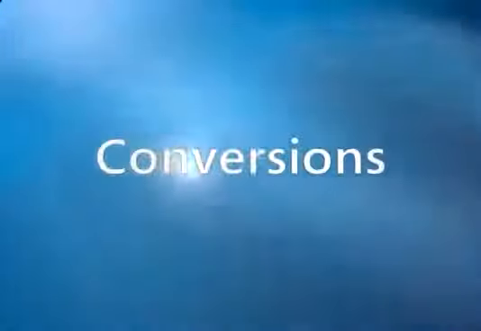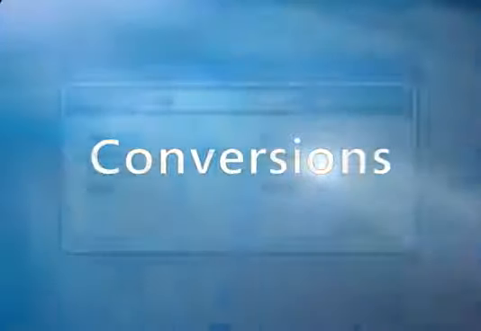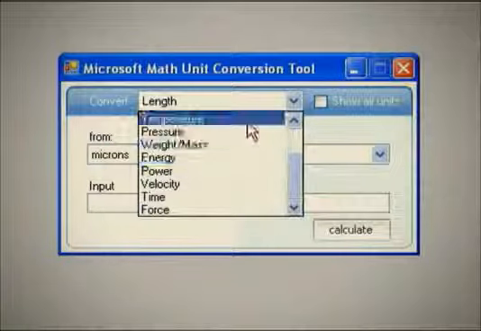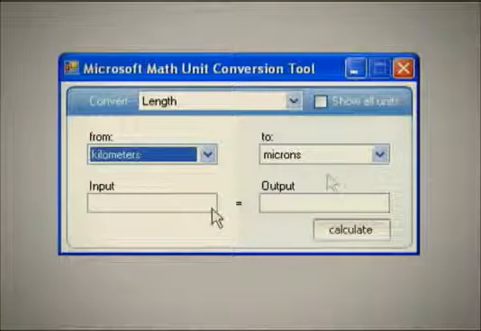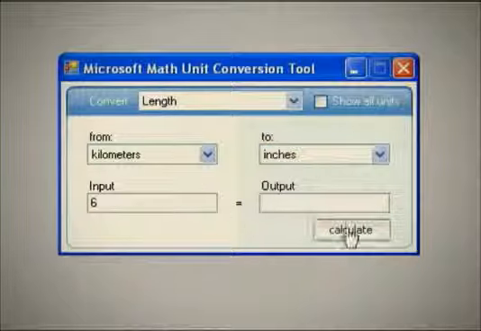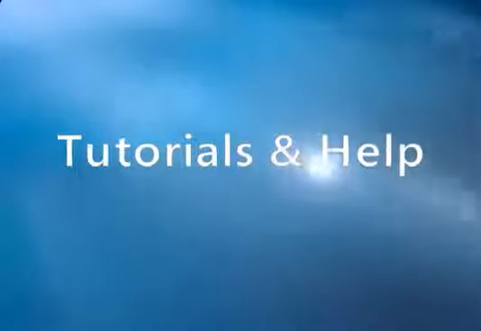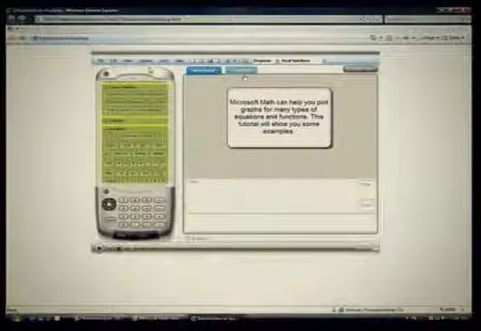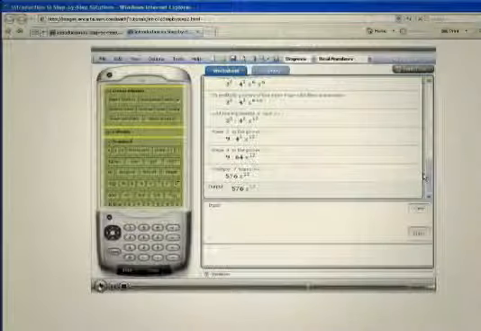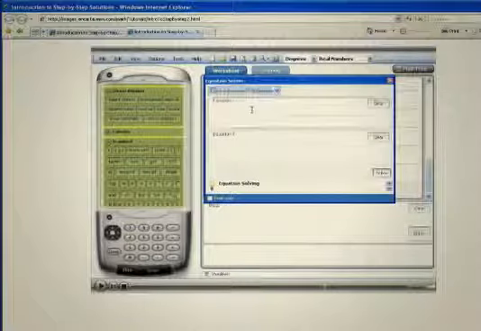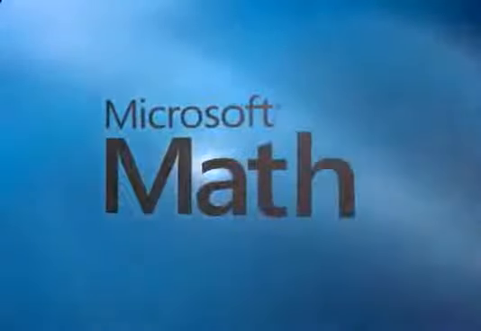Another useful tool in Microsoft Math is the conversion calculator, which makes it easy to convert units of measure, such as length, area, volume, weight, temperature, pressure, energy, power, velocity, and time. While Microsoft Math is easy to use and was created with input from students, it also includes a robust tutorials and help section. Online tutorials help students and teachers understand mathematical concepts with step-by-step instructions. From basic overviews to specific help on various formulas, equations, and concepts, Microsoft Math tutorials can help make learning even easier.